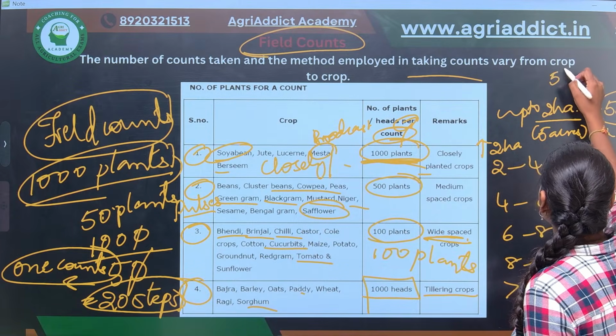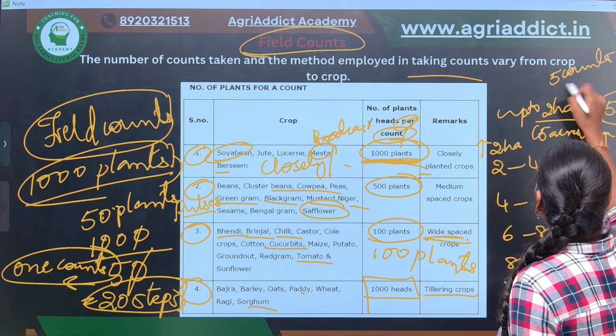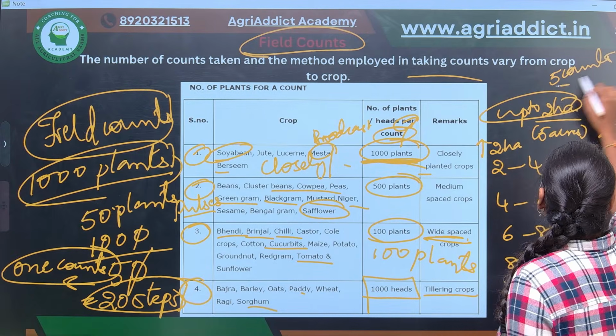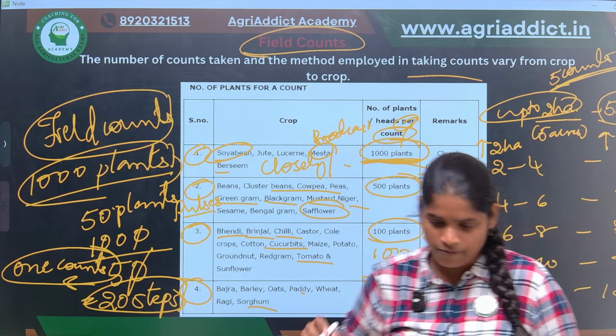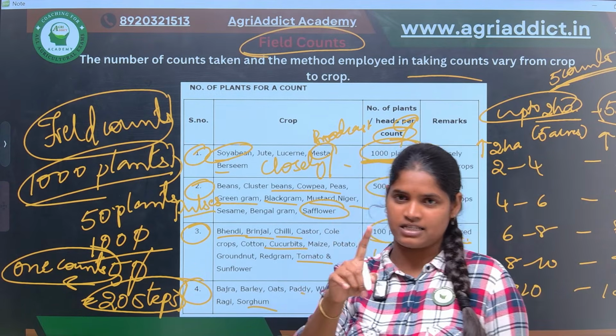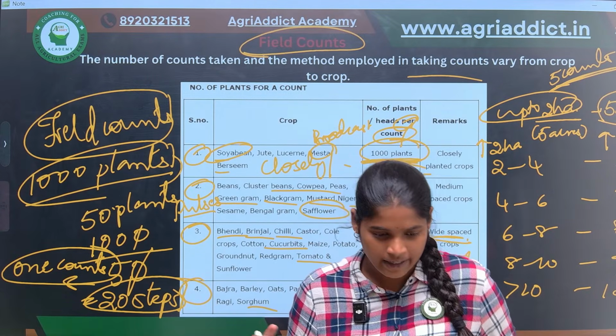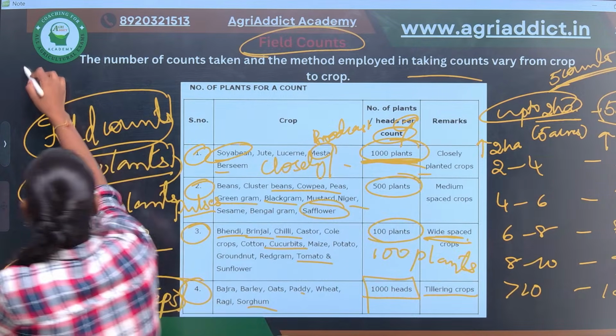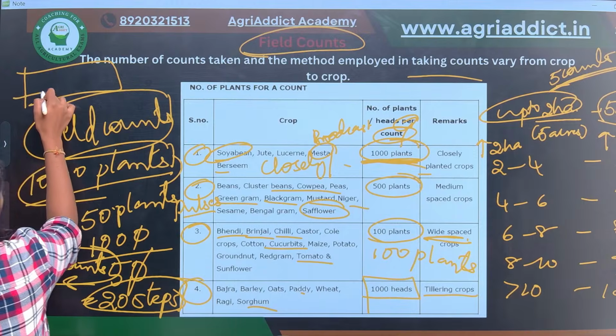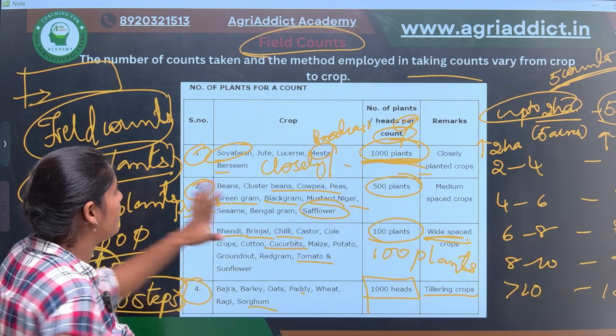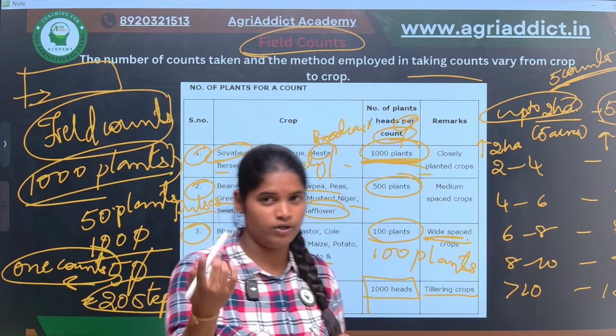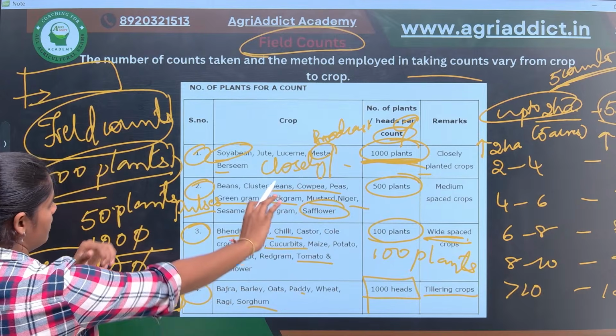Minimum is 5 counts, that is up to 2 hectares. I'm telling, minimum is 5 counts. That means, for the first count, I'm entering from this side. This is the field, and let me explain how counting is done in different crops.